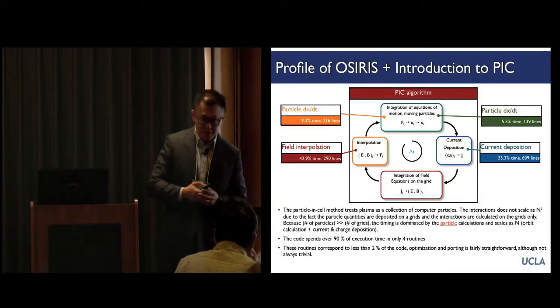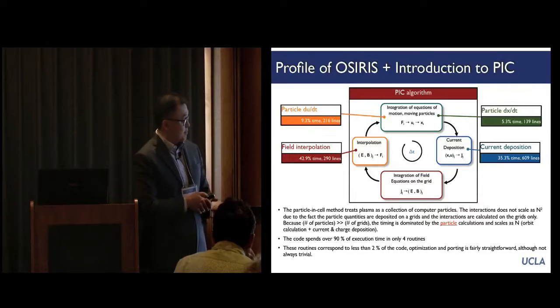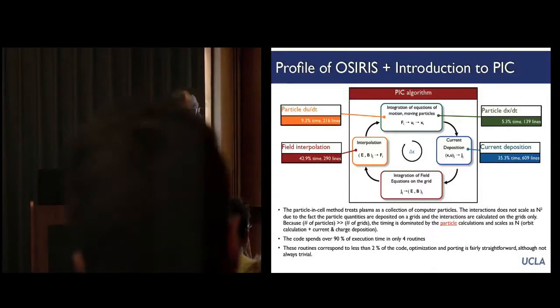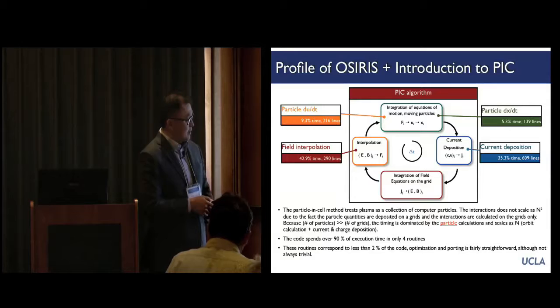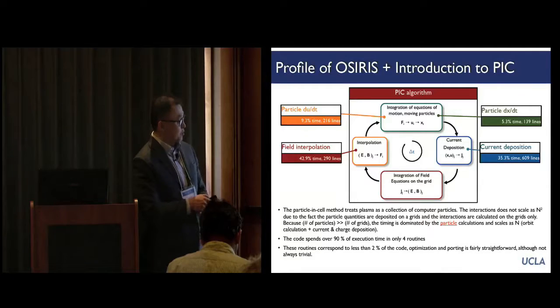All right. So particle and cell methods, what is it? Particle and cell methods, as the name implies, consist mainly of particles and grids. It treats the plasma as a collection of particles. And the interaction of these particles doesn't scale as the number of particles squared because the particle quantities are first deposited to a grid and the interaction force is calculated on the grid only. And because the number of particles is much larger than the number of grid points, the timing is mostly dominated by the particle calculation. Therefore, the timing scales linearly with the number of particles.